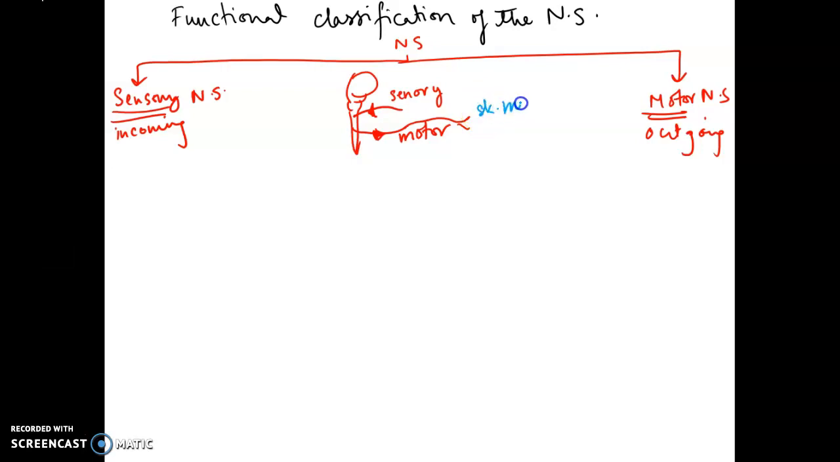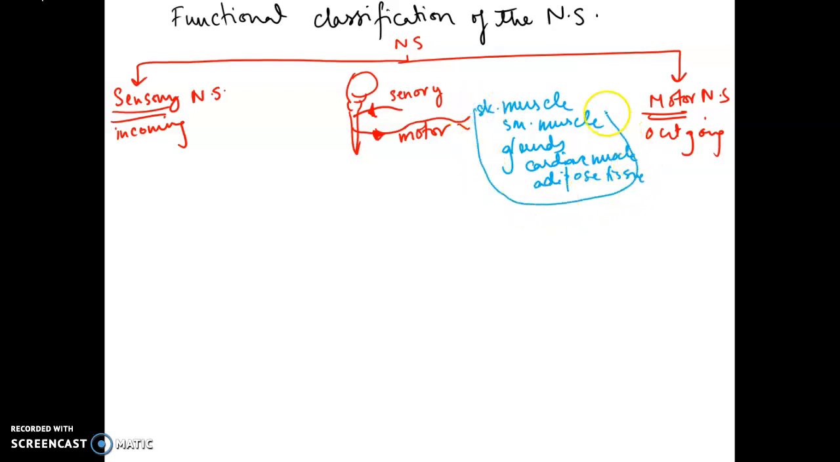Can go to skeletal muscle, smooth muscle, glands, cardiac muscle, and adipose tissue. I would also add adipose tissue here. Okay, so these are the effectors. What are they called? These are called effectors. Effectors are the structures that receive the motor command.